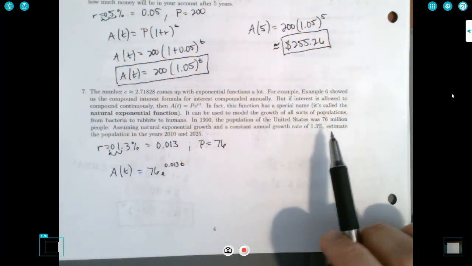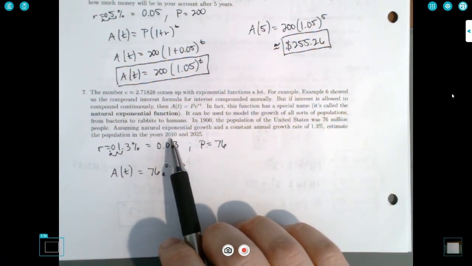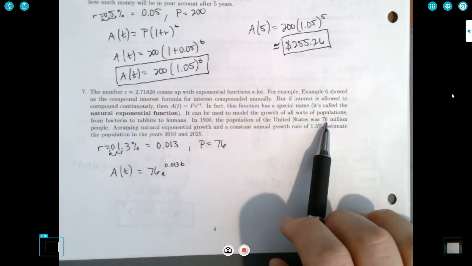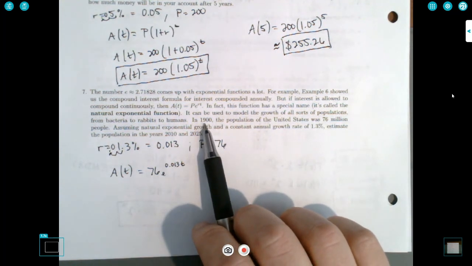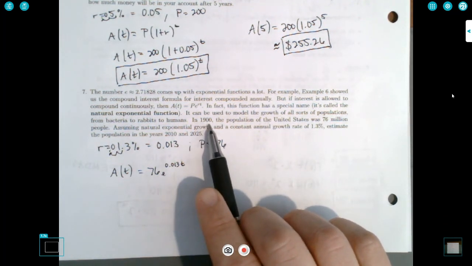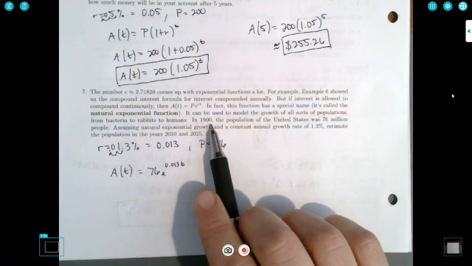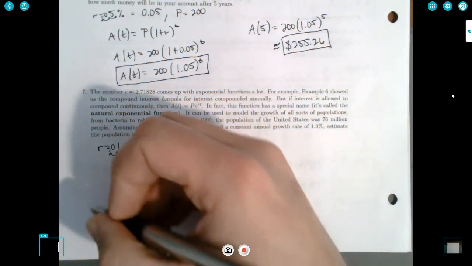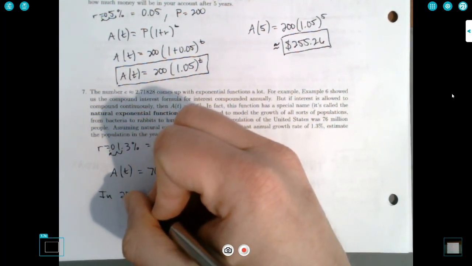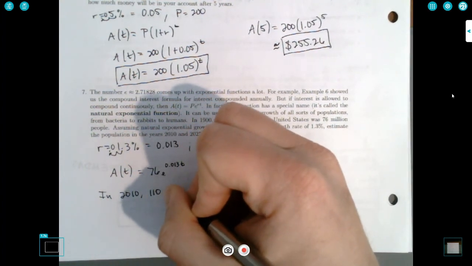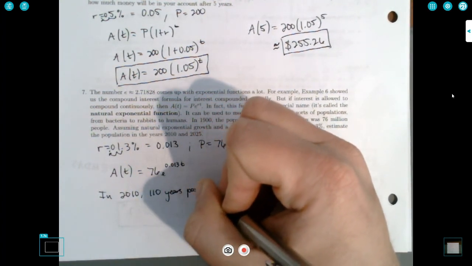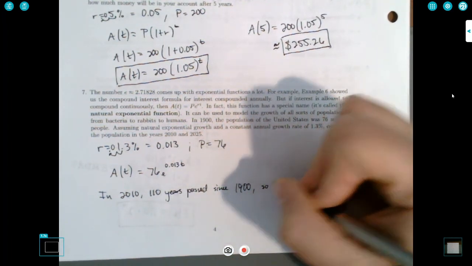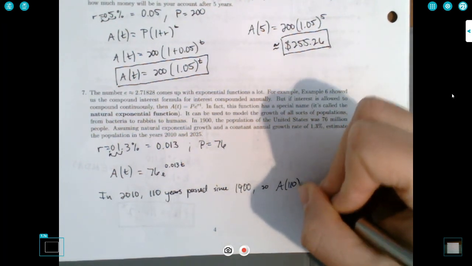So what are we supposed to do? We want to estimate the population in the year 2010. Now be careful, don't plug in 2010 for t, because this 76 came from our starting point in 1900. So what we really have to do is figure out how many years have passed from 1900 to 2010. Well, from 1900 to 2000 was 100 years, so this must be 110 years, right? So in 2010, 110 years passed since 1900. So we would say A of 110, right?